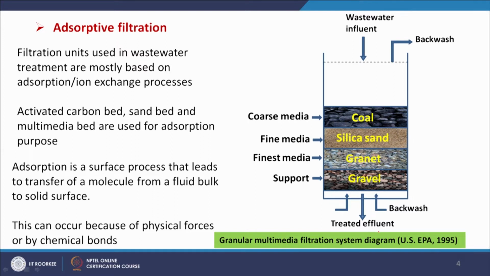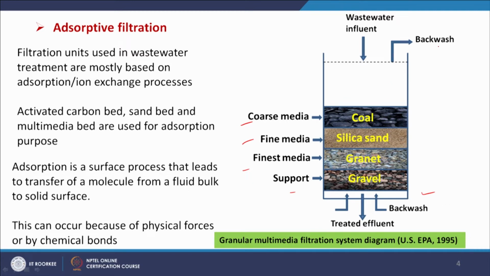Now, we will discuss the adsorptive filtration process. As shown here in this filter unit, the wastewater comes in after secondary treatment and goes through this bed, where there is coarse media, then fine media, then finest media and then support media, and then the treated effluent comes out. During backwash we send water in the reverse direction and we get the backwash.